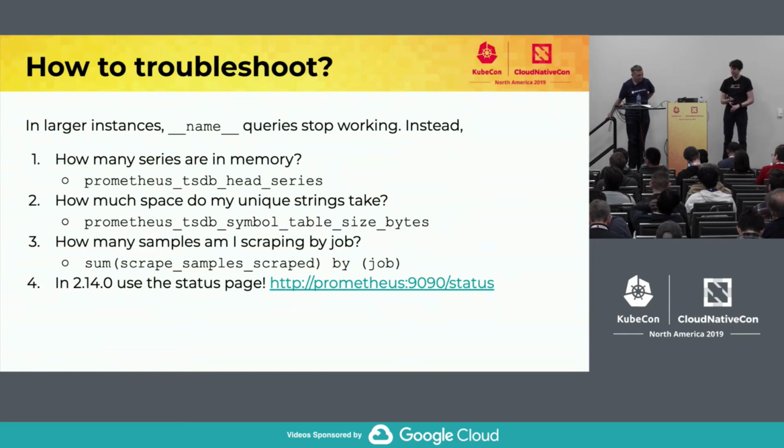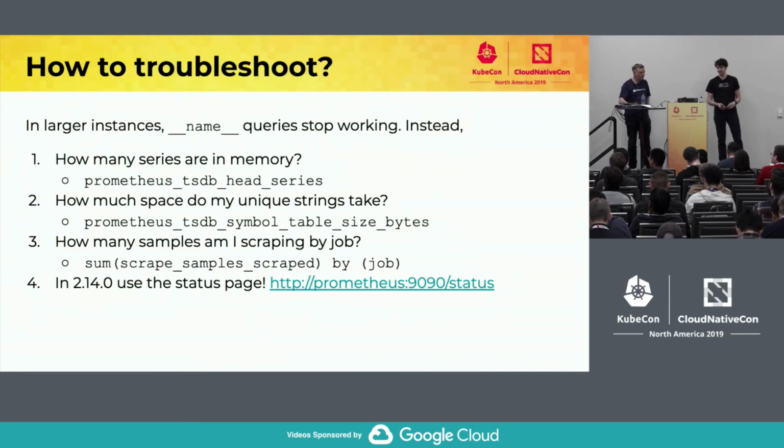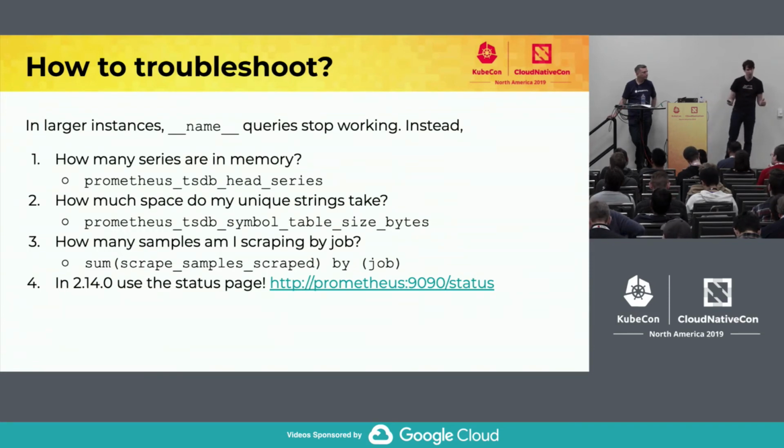And second, talked about a bit earlier, how much space do my unique strings take? As I said, TSDB symbol table size. Very helpful, bit mysteriously named, but now you know what it does. Third, I really like looking at how many samples are scraped by job. There's an internal metric called scrape samples scraped that every target tells you how many, and then you can sum it by job. There's also a scrape series added that you can do a sum over time to see churn.